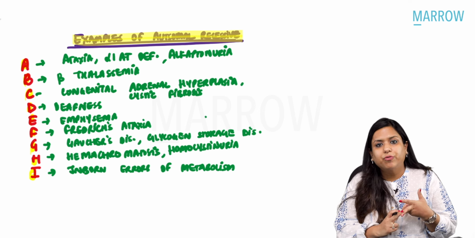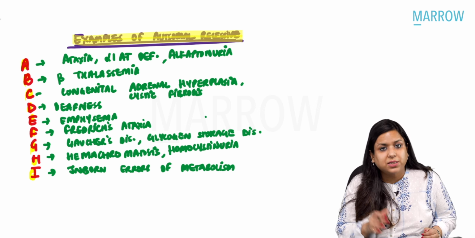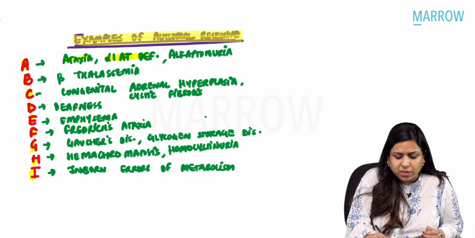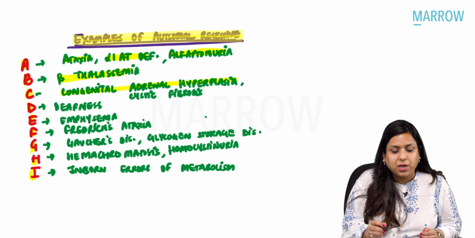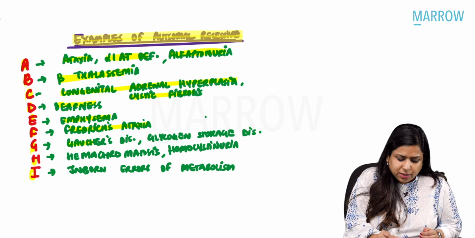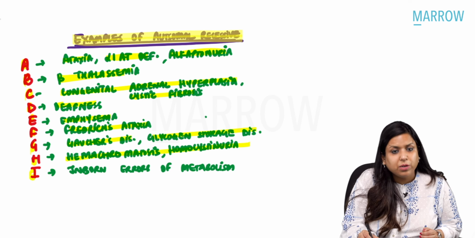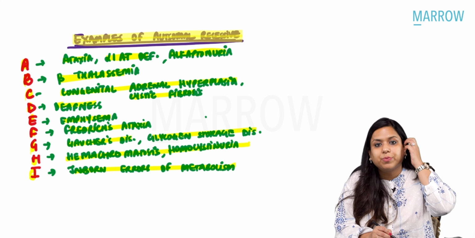All inborn errors of metabolism, enzyme deficiencies are usually autosomal recessive with a few exceptions. A for ataxia, alpha-1 antitrypsin deficiency, alkaptonuria. B for beta thalassemia, C for congenital adrenal hyperplasia and cystic fibrosis, D for deafness, E for emphysema, F for Friedreich's ataxia, G for Gaucher's and glycogen storage disorders, H for hemochromatosis, homocystinuria, and I for inborn errors of metabolism, right?